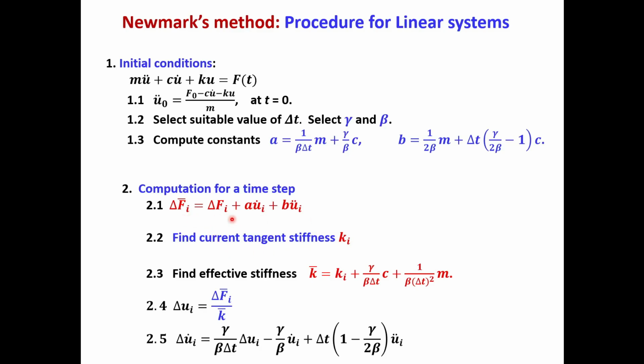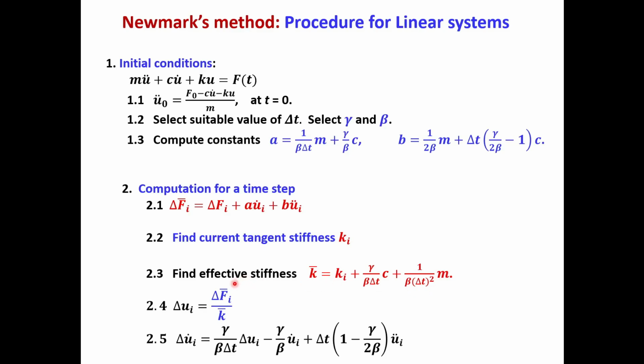At the end of every step, you find out what is the current stiffness. In the beginning, it can be the same as the previous stiffness, but at some time where an event takes place, there will be a change in the stiffness. So you will keep track of that stiffness. The effective stiffness K bar is given by Ki plus this effect of damping and effect of mass.